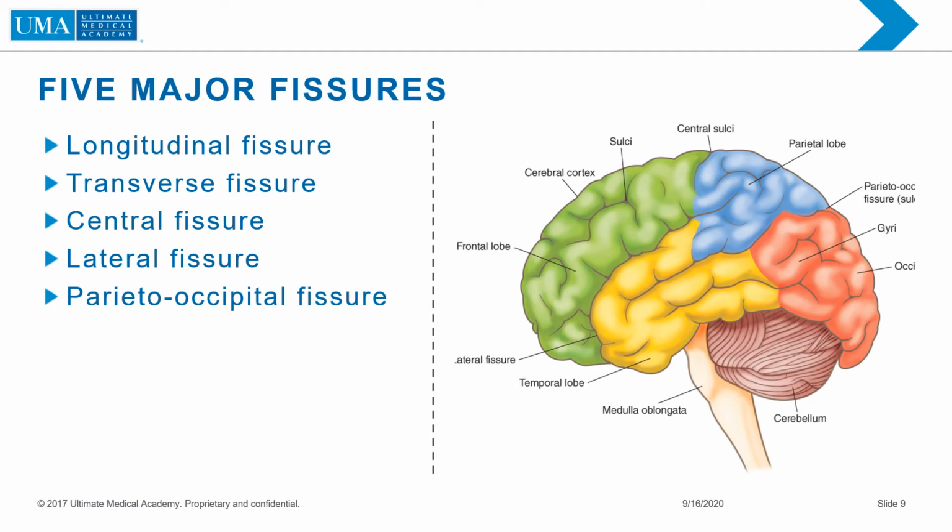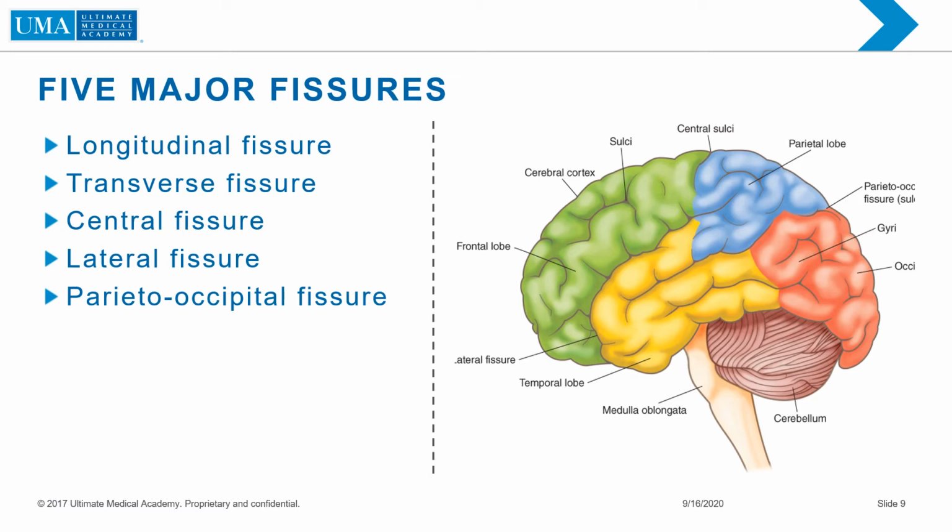There are actually 5 major fissures. First, the longitudinal fissure, which is a deep groove that divides the cerebrum into 2 hemispheres. Then, the transverse fissure, which divides the cerebrum from the cerebellum. Then, there's the central fissure, which divides the frontal lobe from the parietal lobes. Then the lateral fissure, which divides the frontal lobe and the temporal lobes.